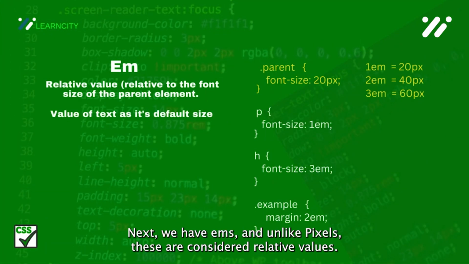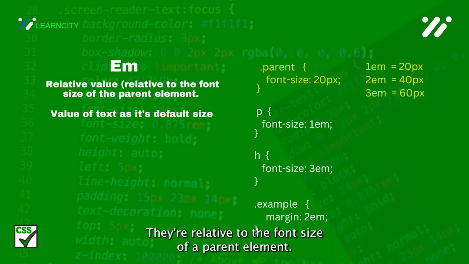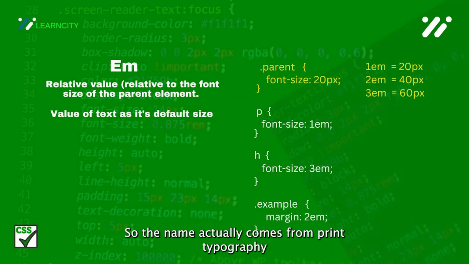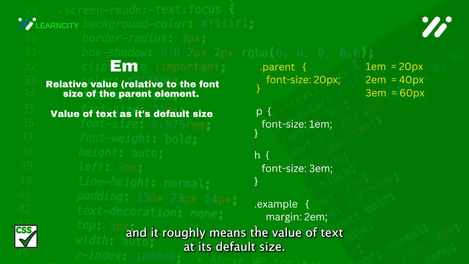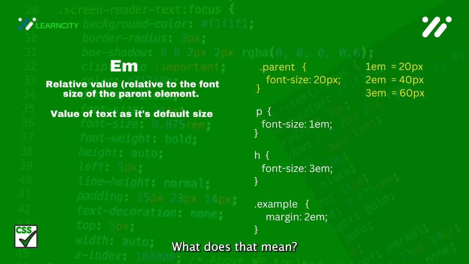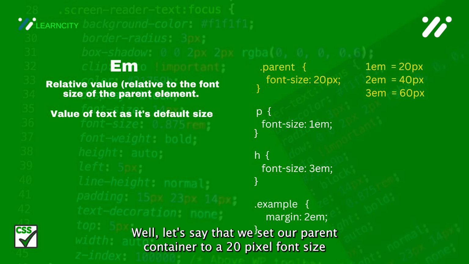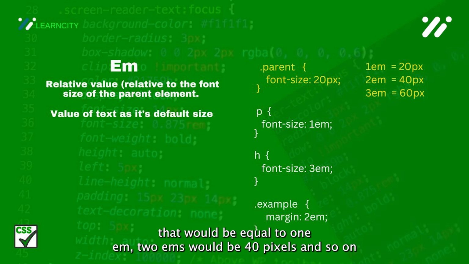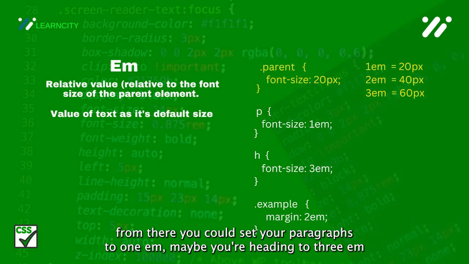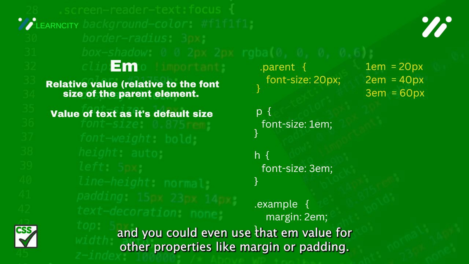Next, we have ems, and unlike pixels, these are considered relative values. They're relative to the font size of a parent element. So the name actually comes from print typography, and it roughly means the value of text at its default size. What does that mean? Well, let's say that we set our parent container to a 20 pixel font size. That would be equal to 1 em, 2 ems would be 40 pixels, and so on. From there, you could set your paragraphs to 1 em, maybe your headings to 3 em, and you could even use that em value for other properties like margin or padding.